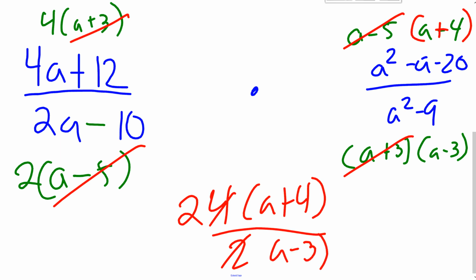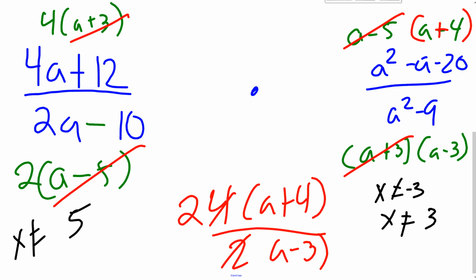And then again, my restrictions should be my denominators. So here is 5. I can't use 5. So x cannot equal 5. x cannot equal negative 3, and x cannot equal positive 3. But when we reduce them, we just can't use a positive 3. So all this, negative 3 and 5, would be holes. There'd be holes in the graph at those two. But those would be our kind of restrictions.